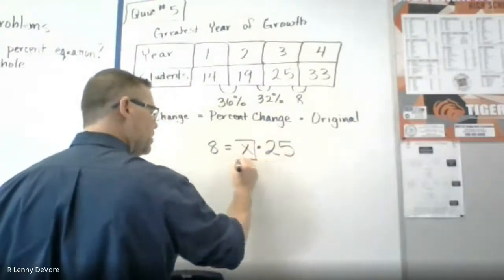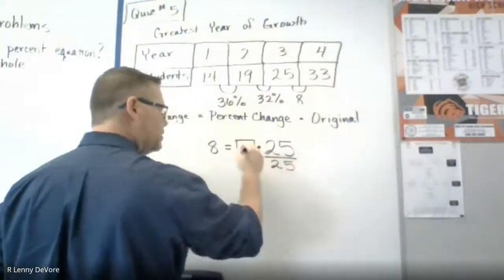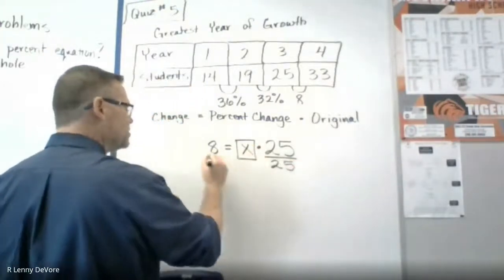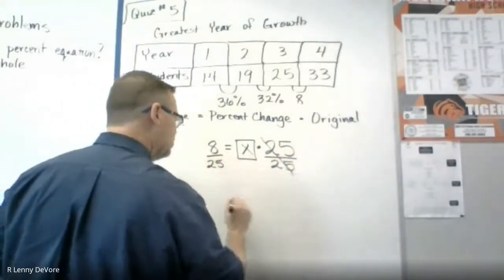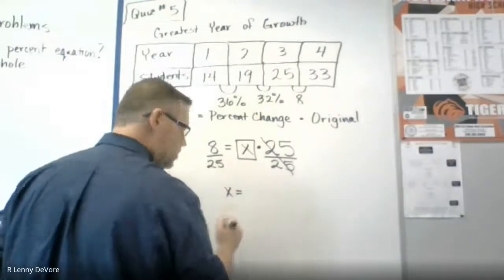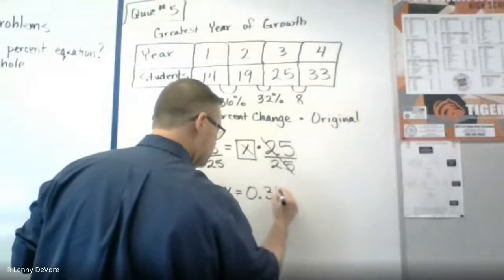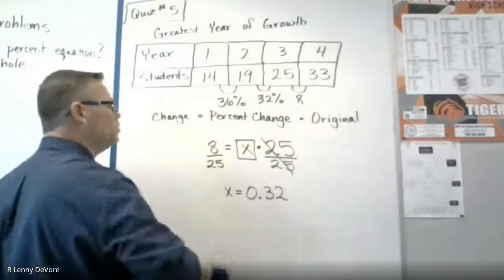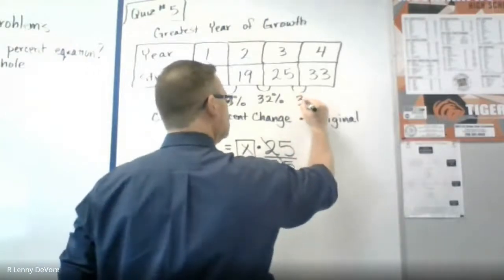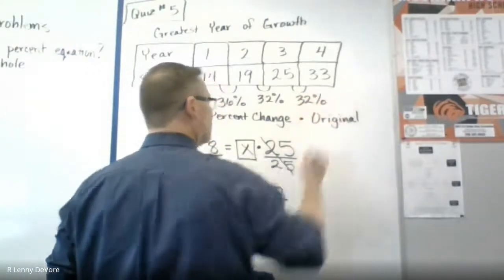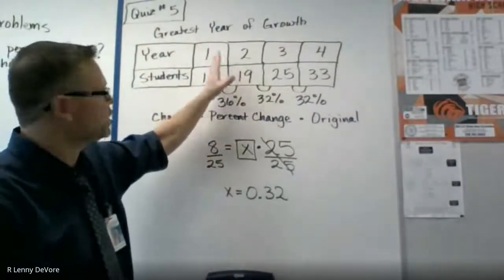We isolate the variable. So I'm going to divide 25 by 25. That equals 1. X times 1 is x. But I have to divide 8 by 25 also, or it does not stay equal. X is by itself, and we actually get the same answer as our last problem. We get 0.32, which ends up being 32%.